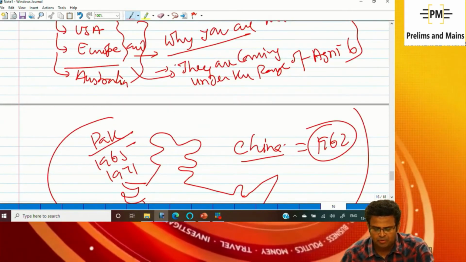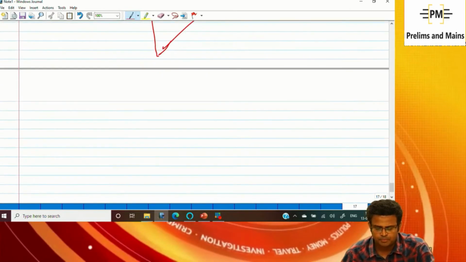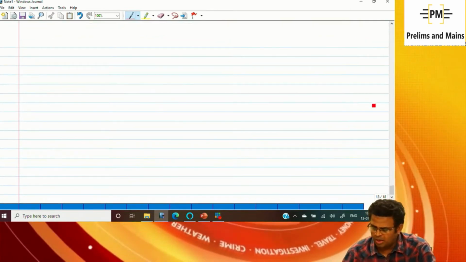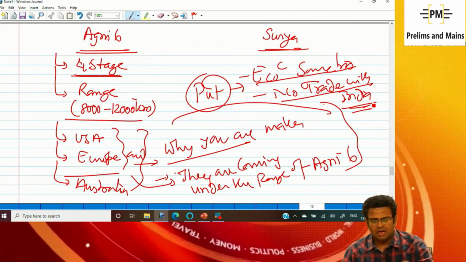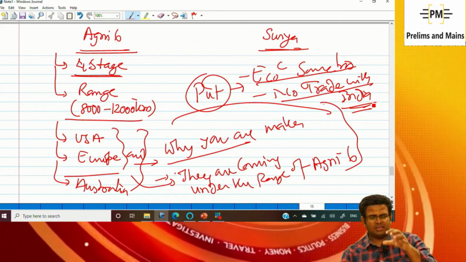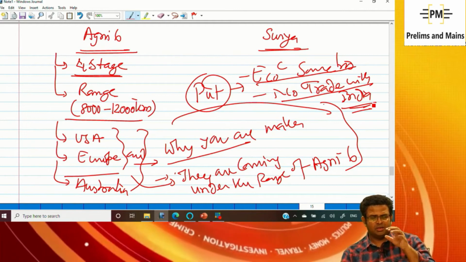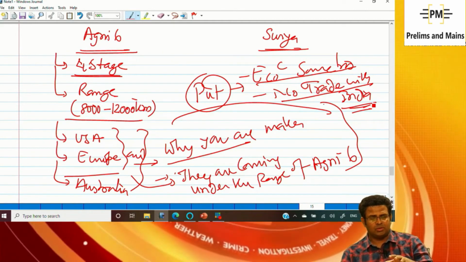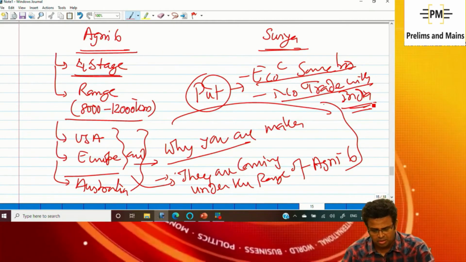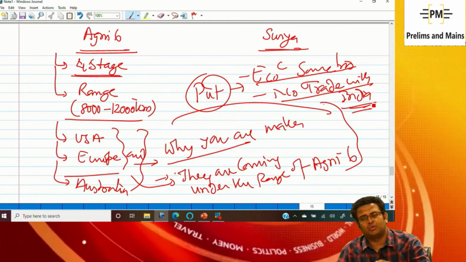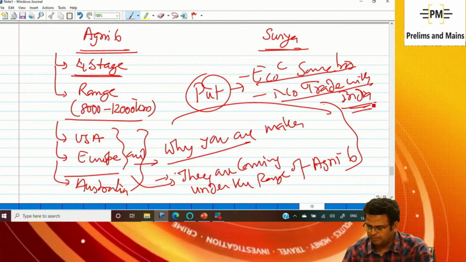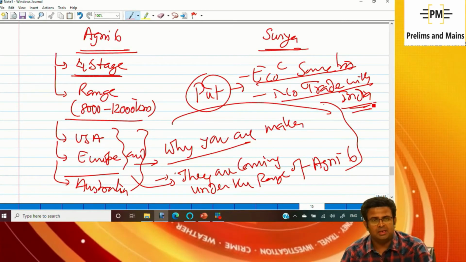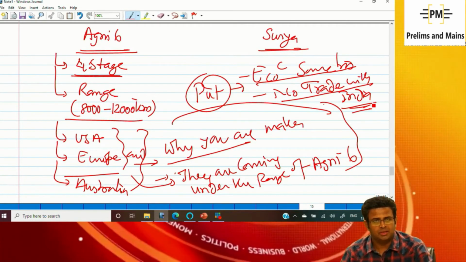At the same time, we have the Surya missile. Listen to me carefully: Agni 6 is a 4-stage rocket with a range of 8,000 to 12,000 kilometers, and these are the world communities that will come under the range of Agni 6. So why is India not showing Agni 6, understood?